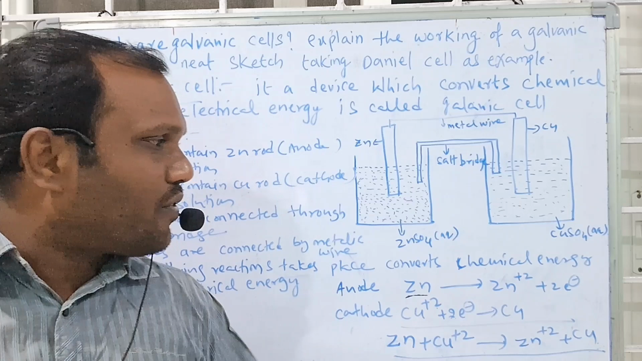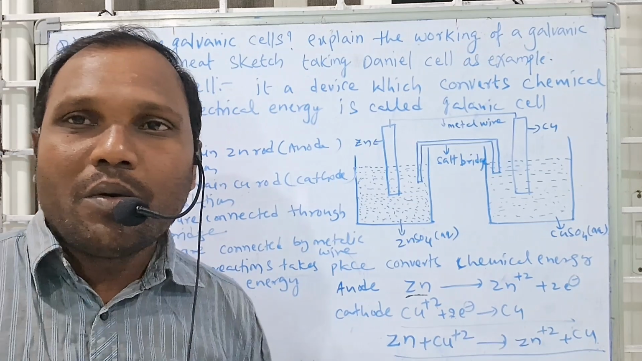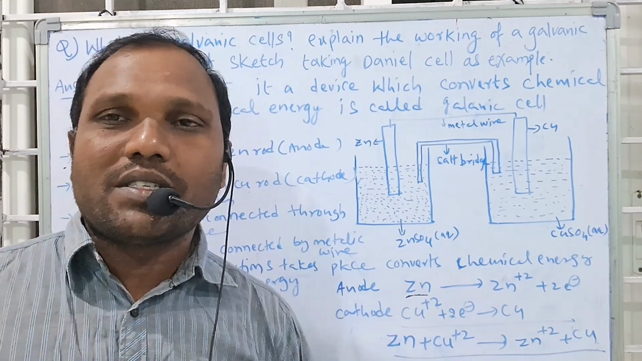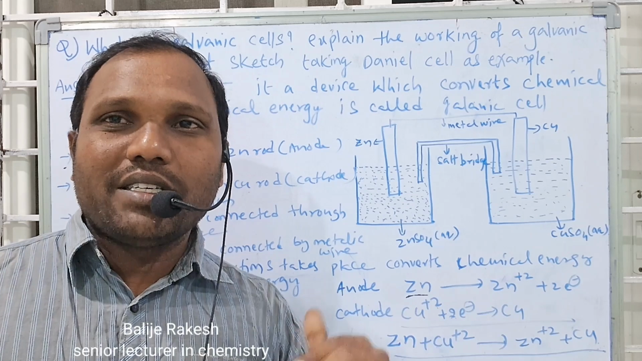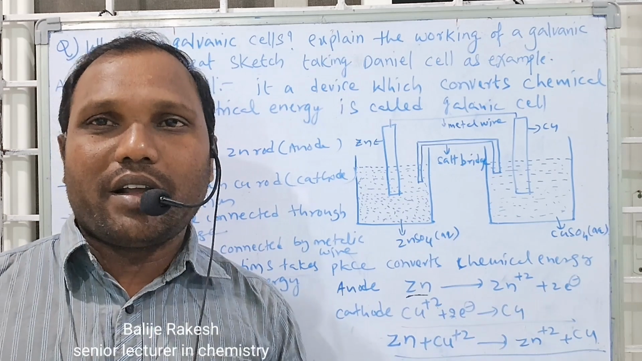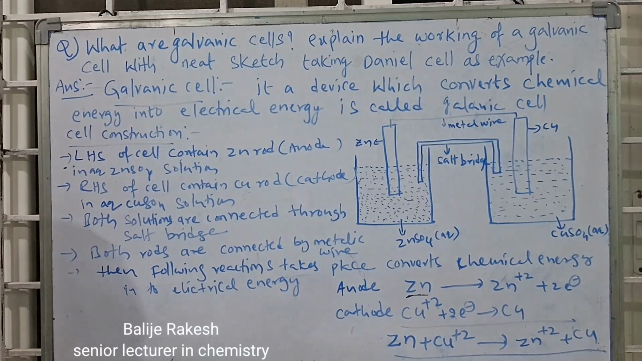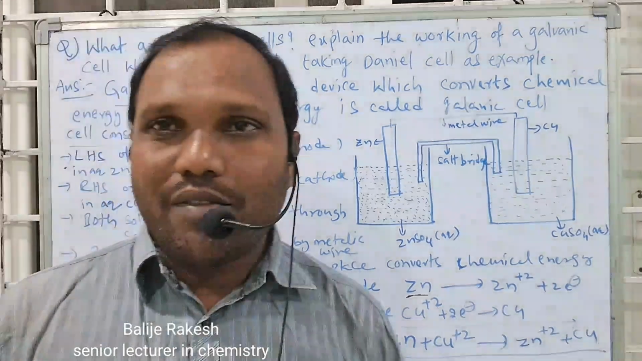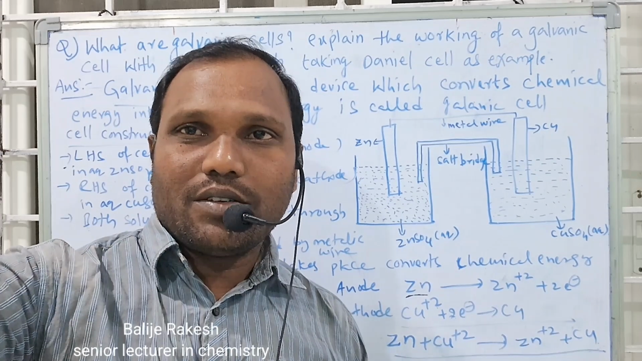Here what happened? Electrons are transferred from anode to cathode. The movement of electrons is nothing but chemical energy being converted into electrical energy. Okay, this is about the galvanic cell and its construction. Okay, thank you.